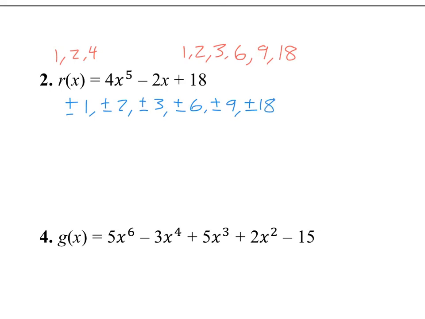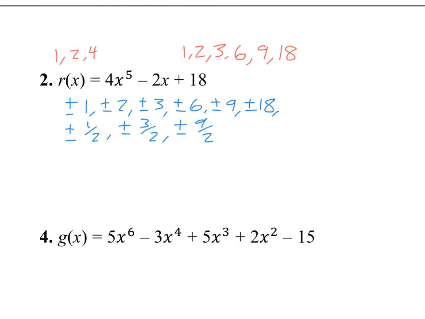Then we take the numbers on the right and divide by 2. We really only need to do this to the odd numbers because we already have 2 divided by 2. So I'm going to take 1 and divide it by 2. We already have 2 divided by 2. So I'm just going to do this to the odd numbers. 6 divided by 2 is 3, which we already have. And 18 divided by 2 is 9, which we already have.